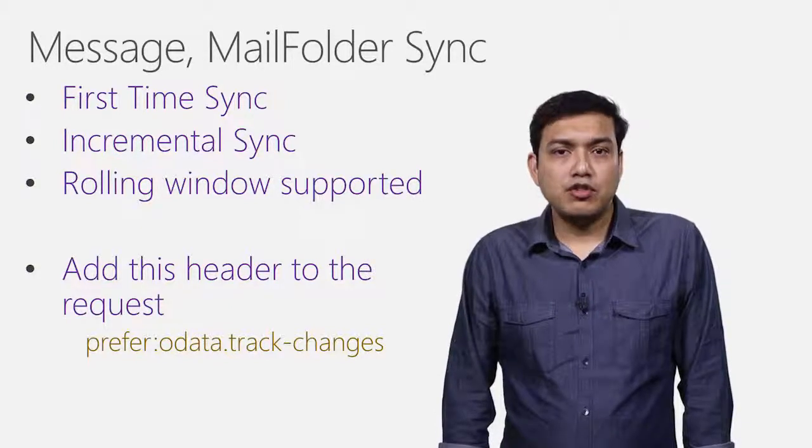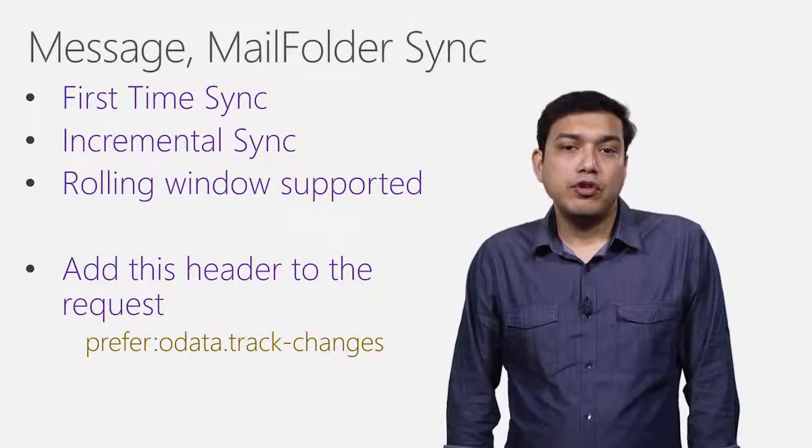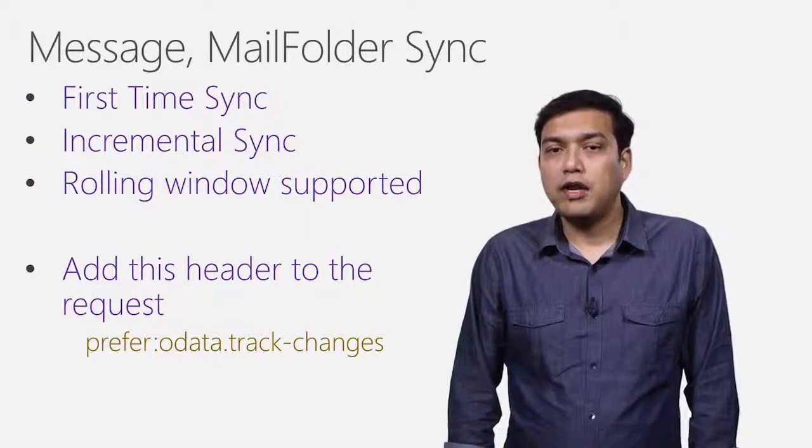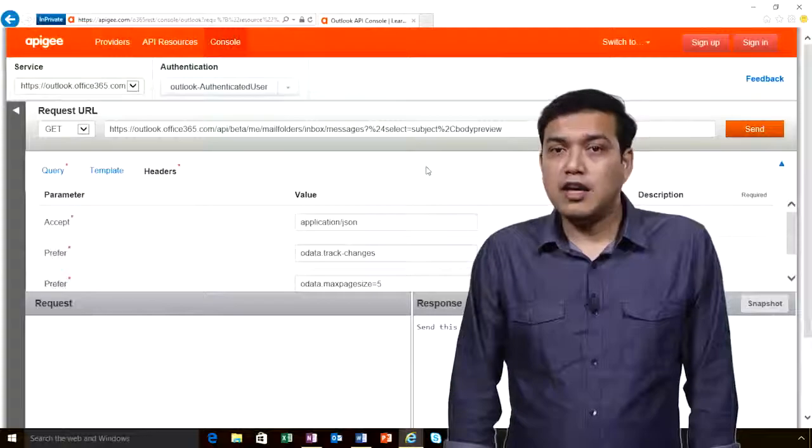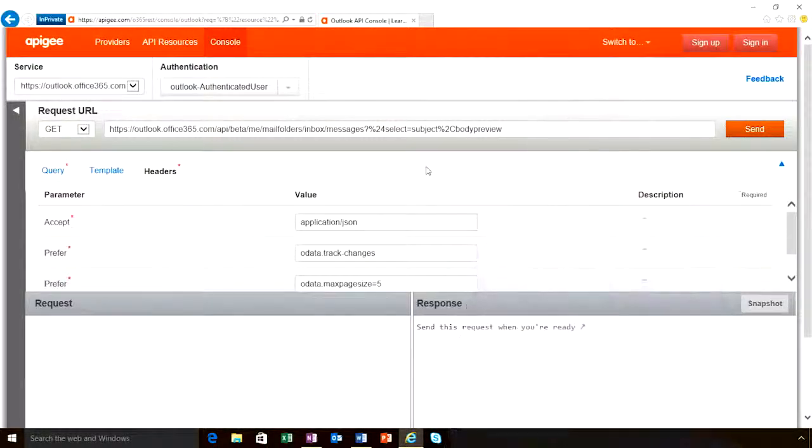Note that attachments or messages will not be returned, and your app will have to retrieve them if the hasAttachments property on the message is true. Now let's take a look at demo 2. Let's try and issue our first initial sync request.